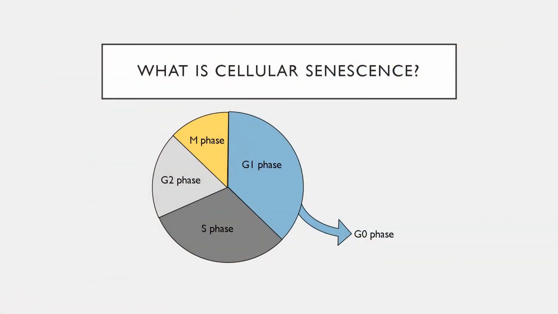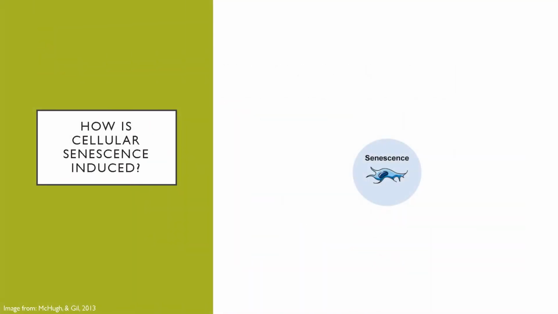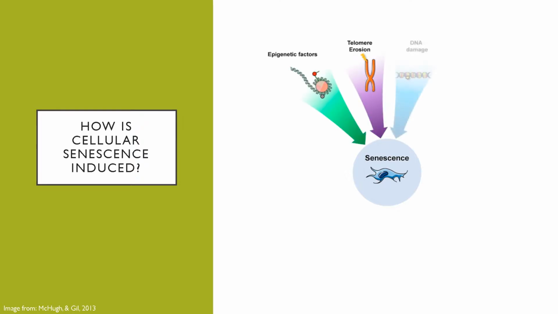Cellular senescence, or cellular aging, is a biological phenomenon in which somatic cells cease to divide and irreversibly arrest in the G0 phase of cellular replication. Senescence is caused by 4 general factors: epigenetic dysregulation, telomere shortening, DNA damage, and mitochondrial dysfunction.